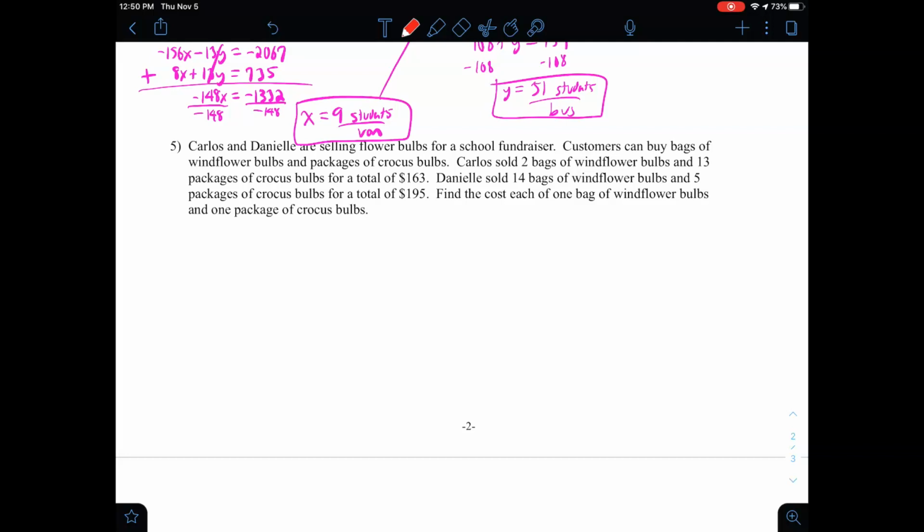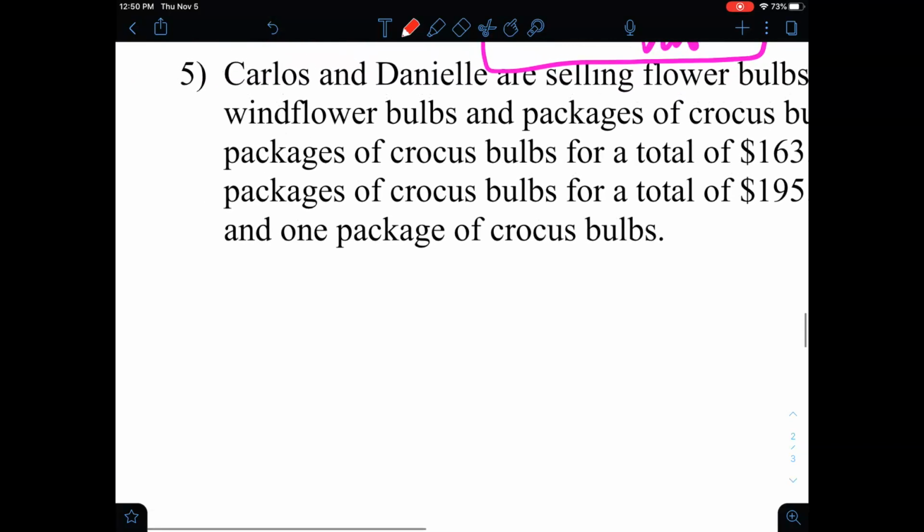Carlos and Danielle are selling flower bulbs for a school fundraiser. Customers can buy bags of windflower bulbs and packages of crocus bulbs. Hopefully I'm saying that right. Carlos sold 2 bags of windflower bulbs and 13 packages of crocus bulbs for a total of $163. Danielle sold 14 bags of windflower bulbs and 5 packages of crocus bulbs for a total of $195. Find the cost of each of 1 bag of windflower bulbs and 1 package of crocus bulbs.